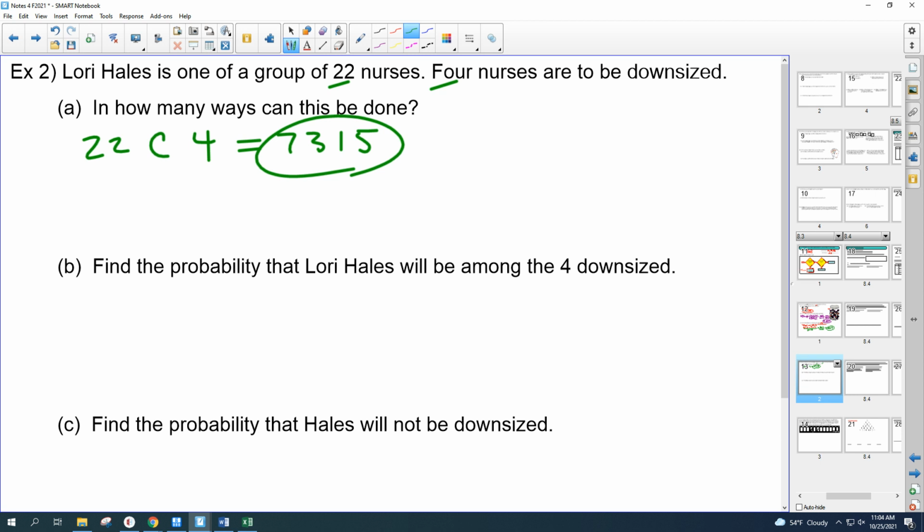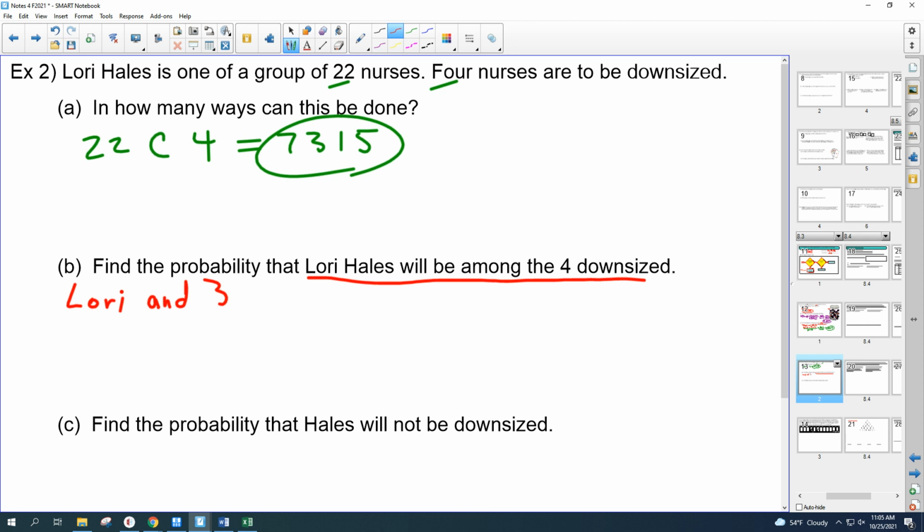B, find the probability that Lori Hales will be among the 4 downsized. All right, so some of these problems you have to really think about. You have to think about what they're really saying. So when they say Lori will be among the 4, what they're really saying is Lori, and what's the implication? Who's getting fired? Lori and 3 others.